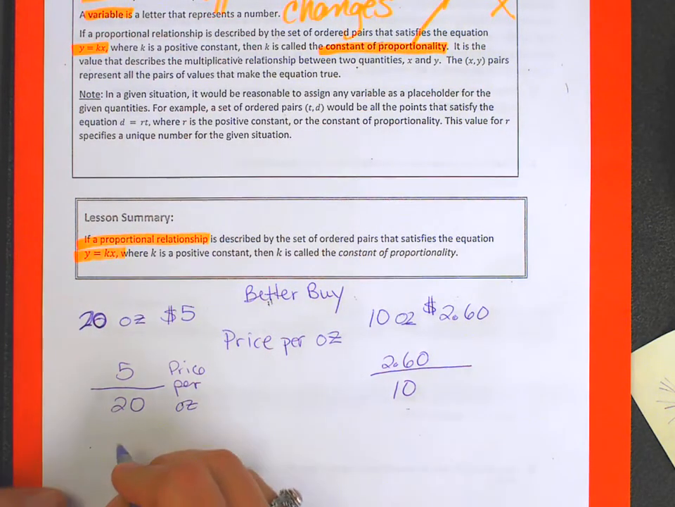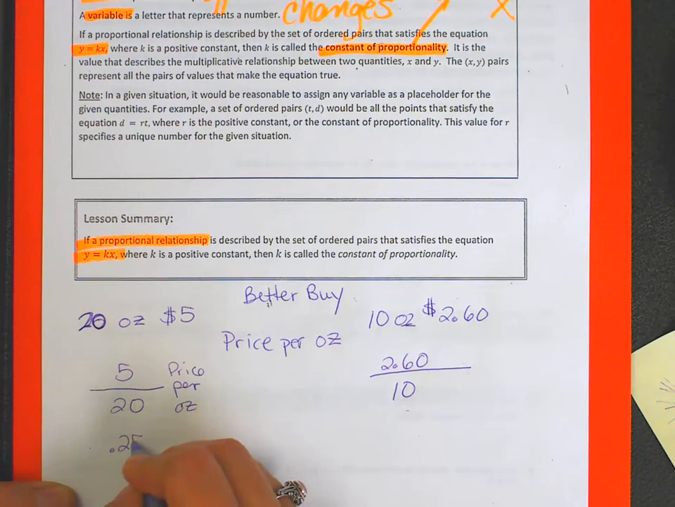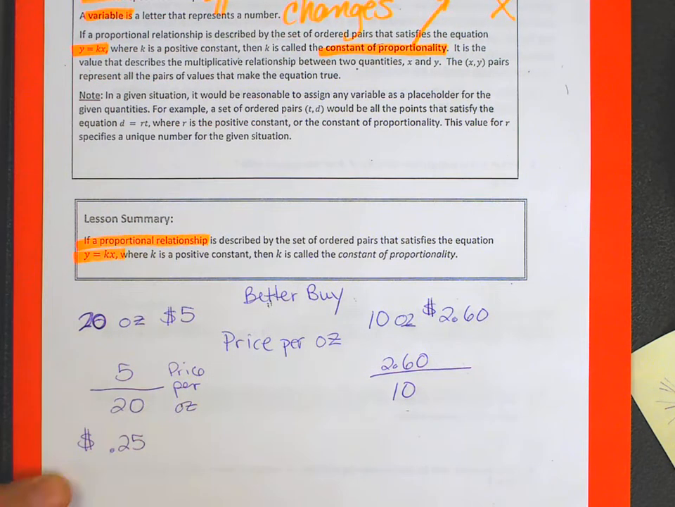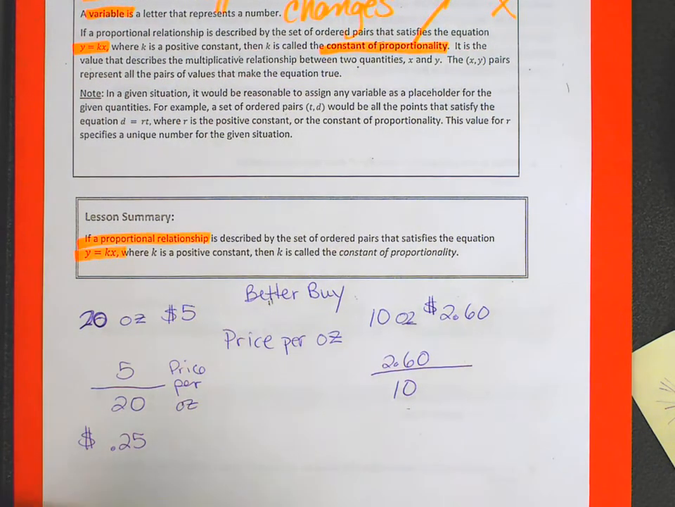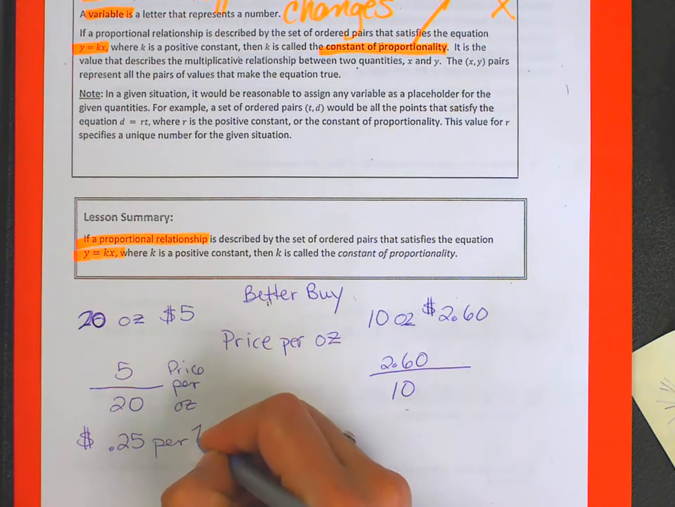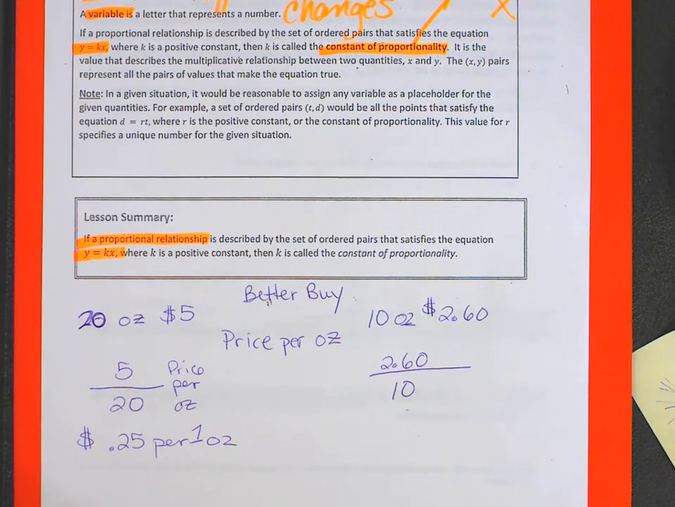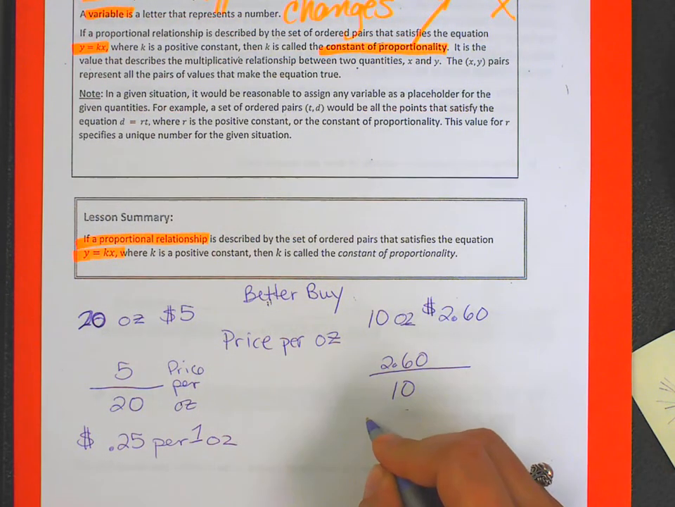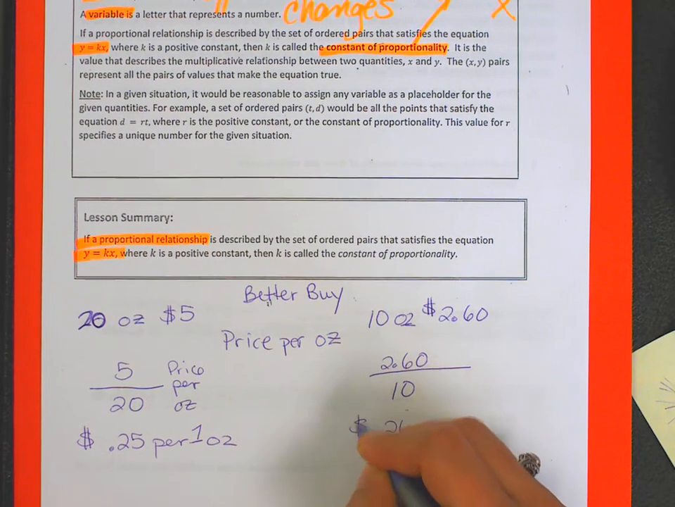Over here I get 25 cents. 25 hundredths of a dollar. 25 cents per ounce. Now, I don't normally say 1, but that's what it means. It means 1. So recognize if you don't hear a number, it means 1 per ounce, per 1 ounce. And over here, I'm going to pay 26 cents per ounce.